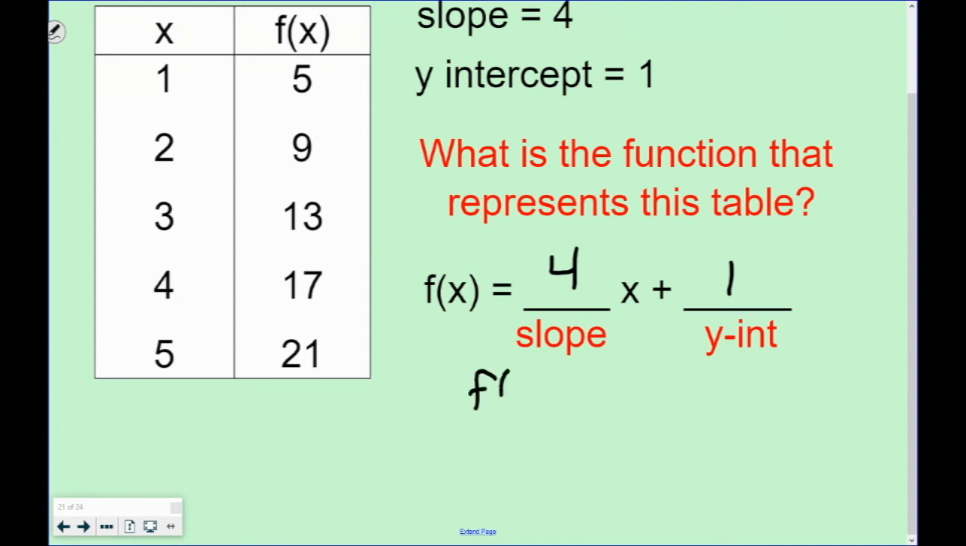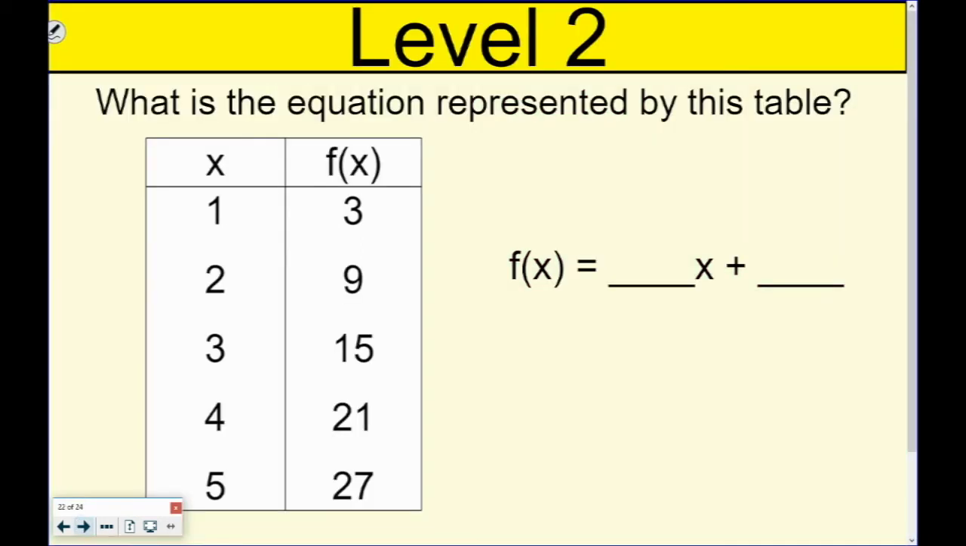Okay, so now we have f of x is equal to 4x plus 1. Okay, so we're going to do some now. I don't have all the helpful hints. We're just going to walk through it.